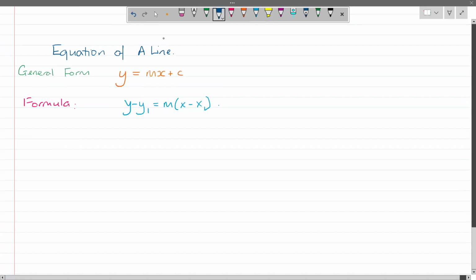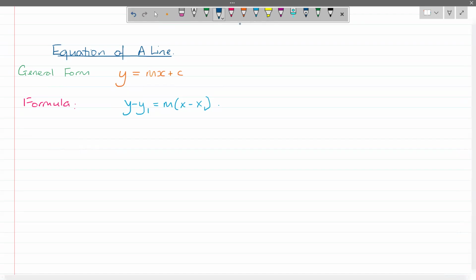Right, so now we're looking at the equation of our line. The general form for the equation of our line is y is equal to mx plus c. And the formula that we're using is y minus y1 is equal to m into x minus x1.